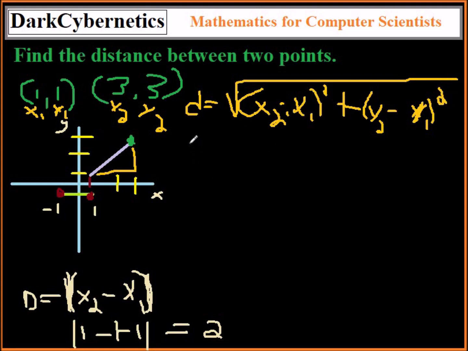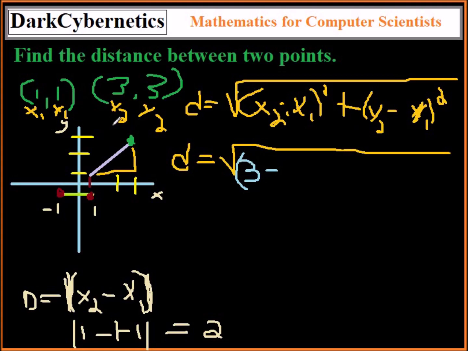Alright, we need to plug and play this time. So we're going to say that D is equal to, what is our first input? It's a 3. Minus, what is the other one, it's a 1. And we need to square this portion. We need to add it to the corresponding numbers, which would be 3 and 1, minus -1 again, which would be 2, and there's no sign change this time.